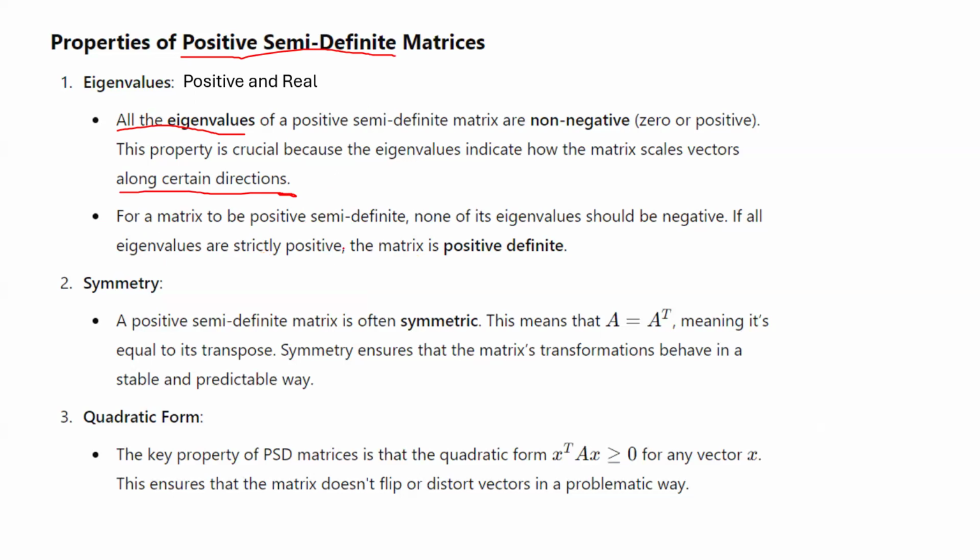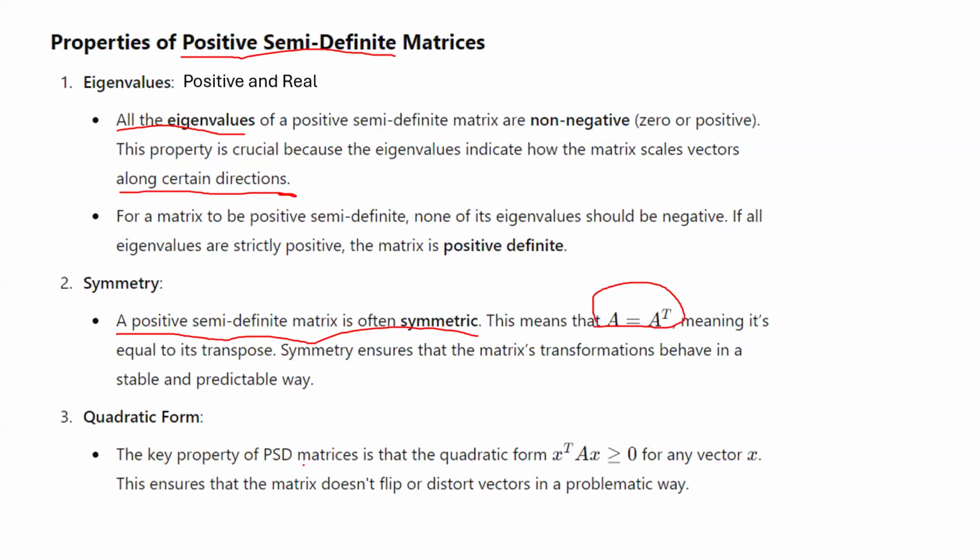If all the eigenvalues are strictly positive, the matrix is positive definite. That is one of the properties. A positive semi-definite matrix is often symmetric. What does symmetric mean? A transpose is equal to A. This is one of the properties of a positive semi-definite matrix. The matrix has to be symmetric.